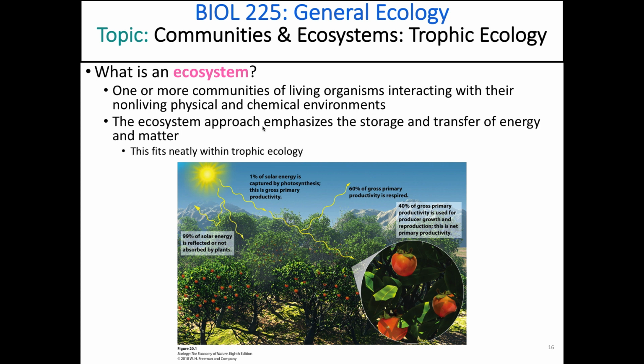The ecosystem approach emphasizes storage and transfer of both energy and matter. And so that's why it fits so neatly within trophic ecology, right? So the transfer of energy and matter is directly related to things eating each other and how those trophic connections are made. And so if we think about our ecosystem here, we have a couple of things we need to go over in terms of vocabulary.